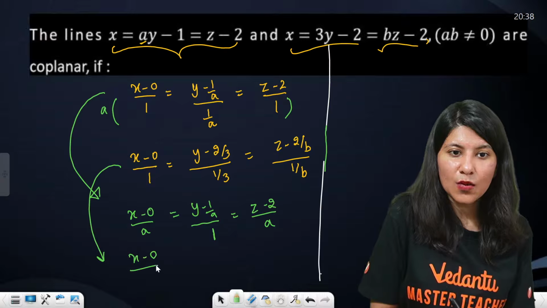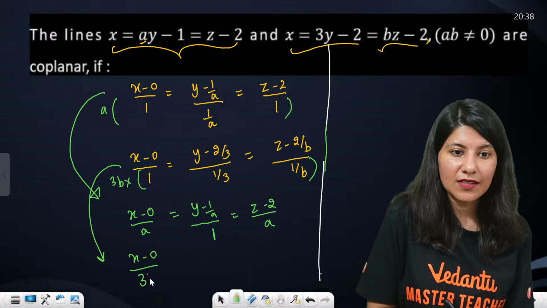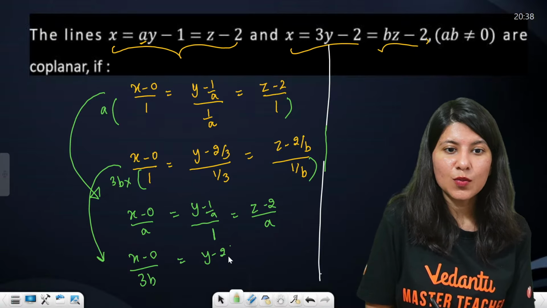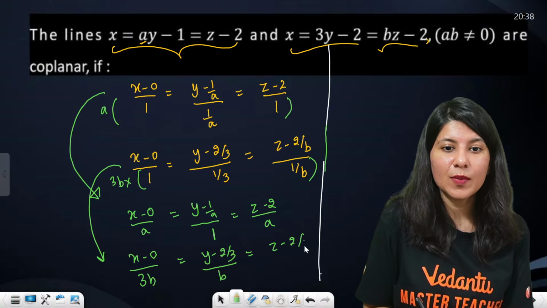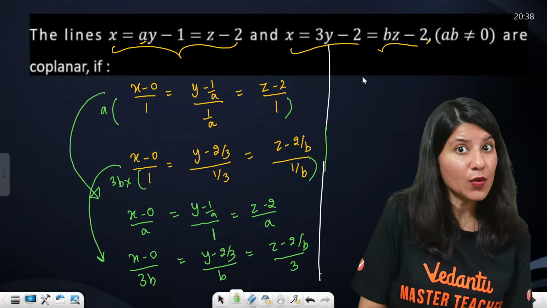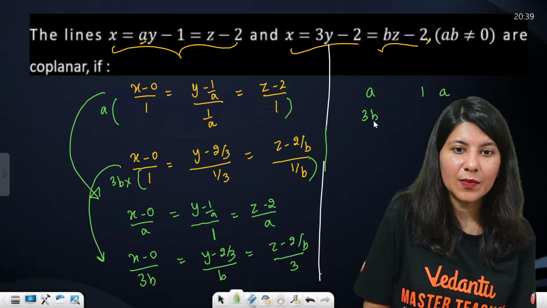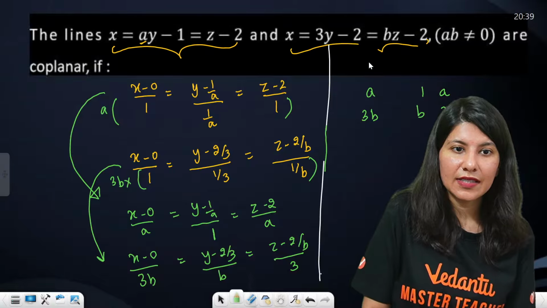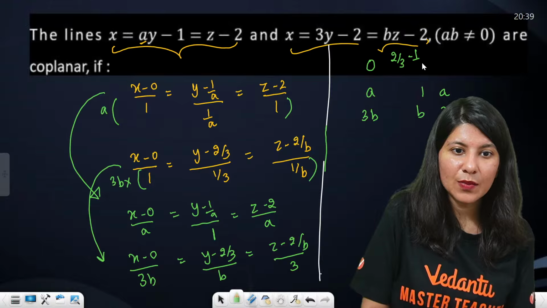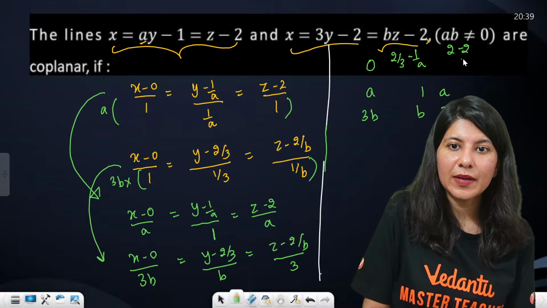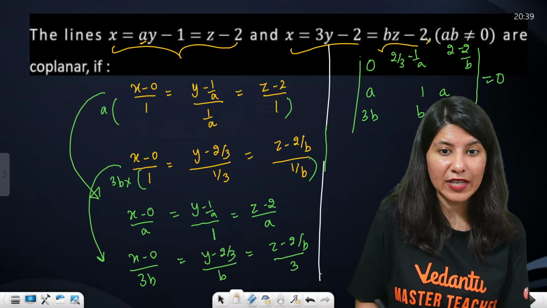Now what about this? X minus 0. I am going to multiply it with 3b now. So this is 3b, y minus 2 by 3 upon b, and this is z minus 2 by b upon 3. Now you can do it one more time. So now this is a 1a, 3b b 3, and this is 0, and again 2 by 3 minus 1 by a, 2 minus 2 by b, and this thing will become 0. Are you understanding what formula I am trying to apply?